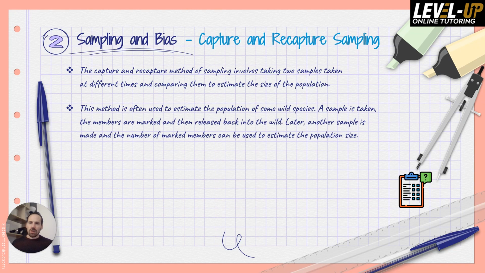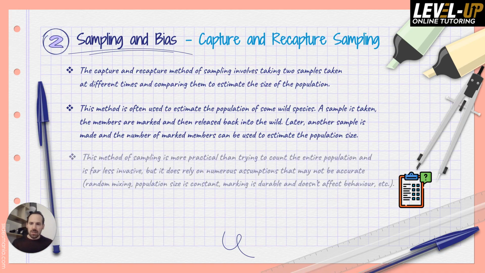So a sample would be taken from the wild and then marked in some way and then released back into the wild, and then later another sample is taken and we measure the number of marked members in that sample, and that we can actually use to estimate the population size. Now this one sometimes is the only feasible way of doing things because you can't really test every single wild animal in the wild. I mean, could you even find them all?